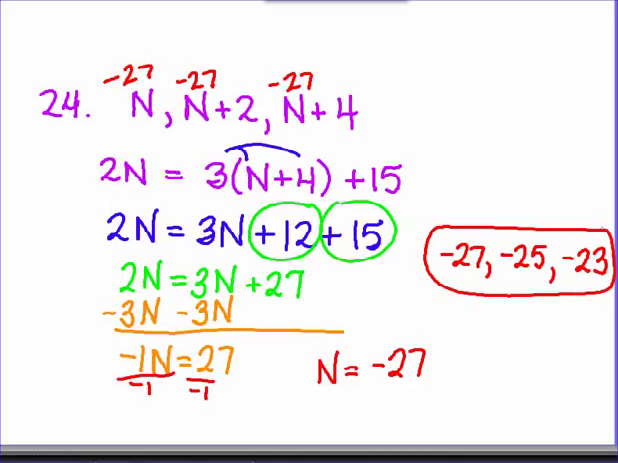Alrighty, questions? Okay, number 23: 4 times the lesser of 2 consecutive even integers is 12 less than twice the greater number. Find the integers. So on 23, 2 consecutive evens, how can I represent them? n and n plus 2.